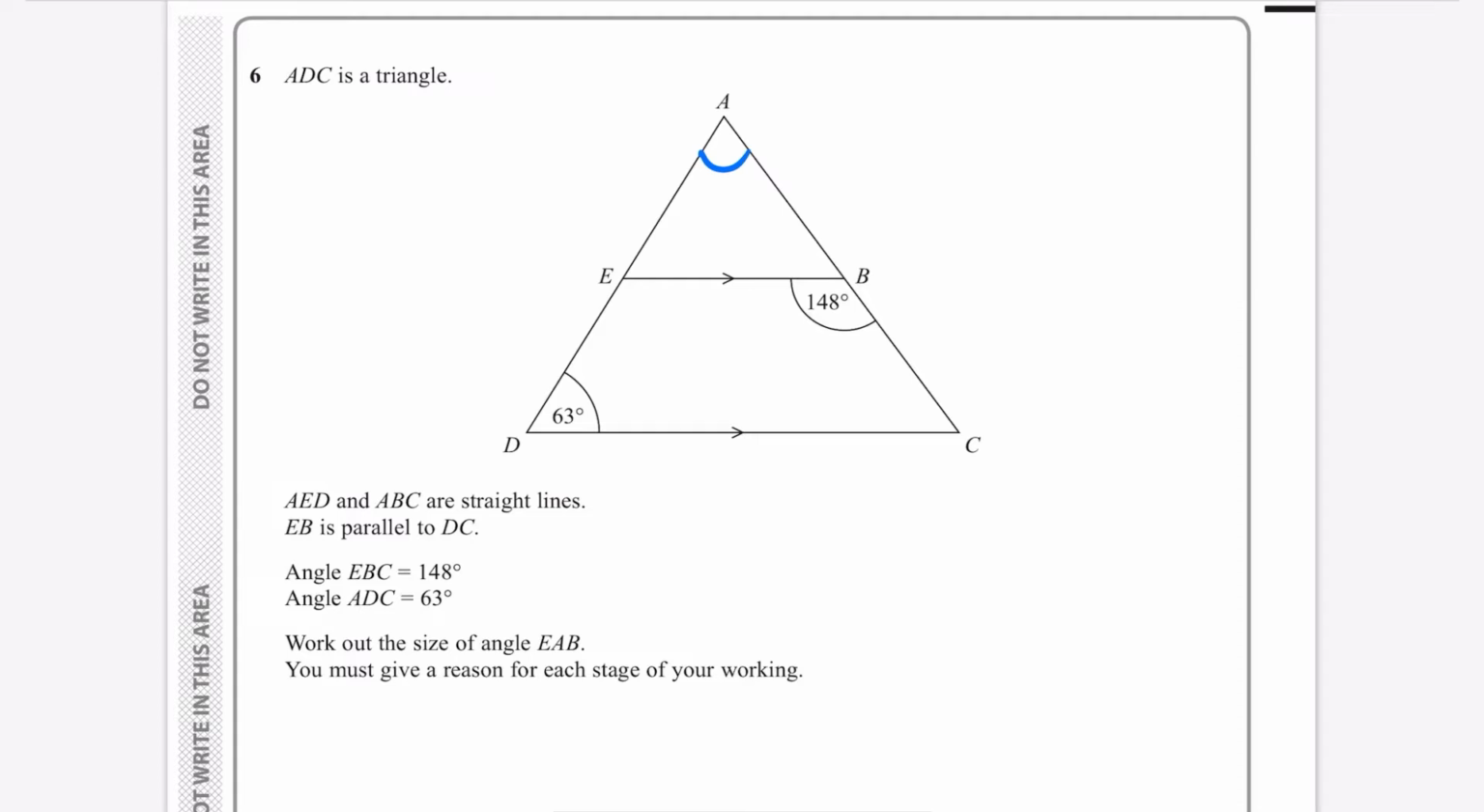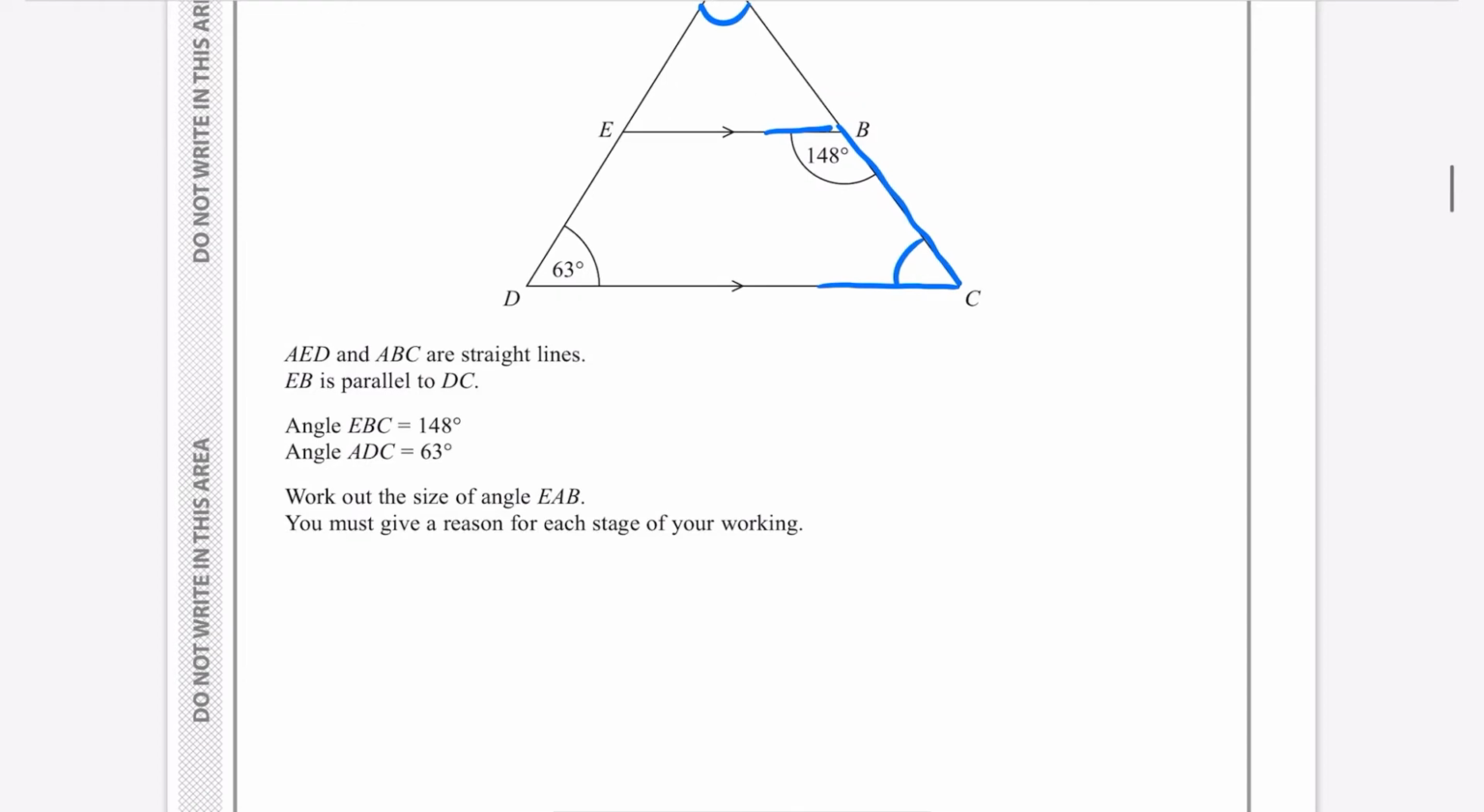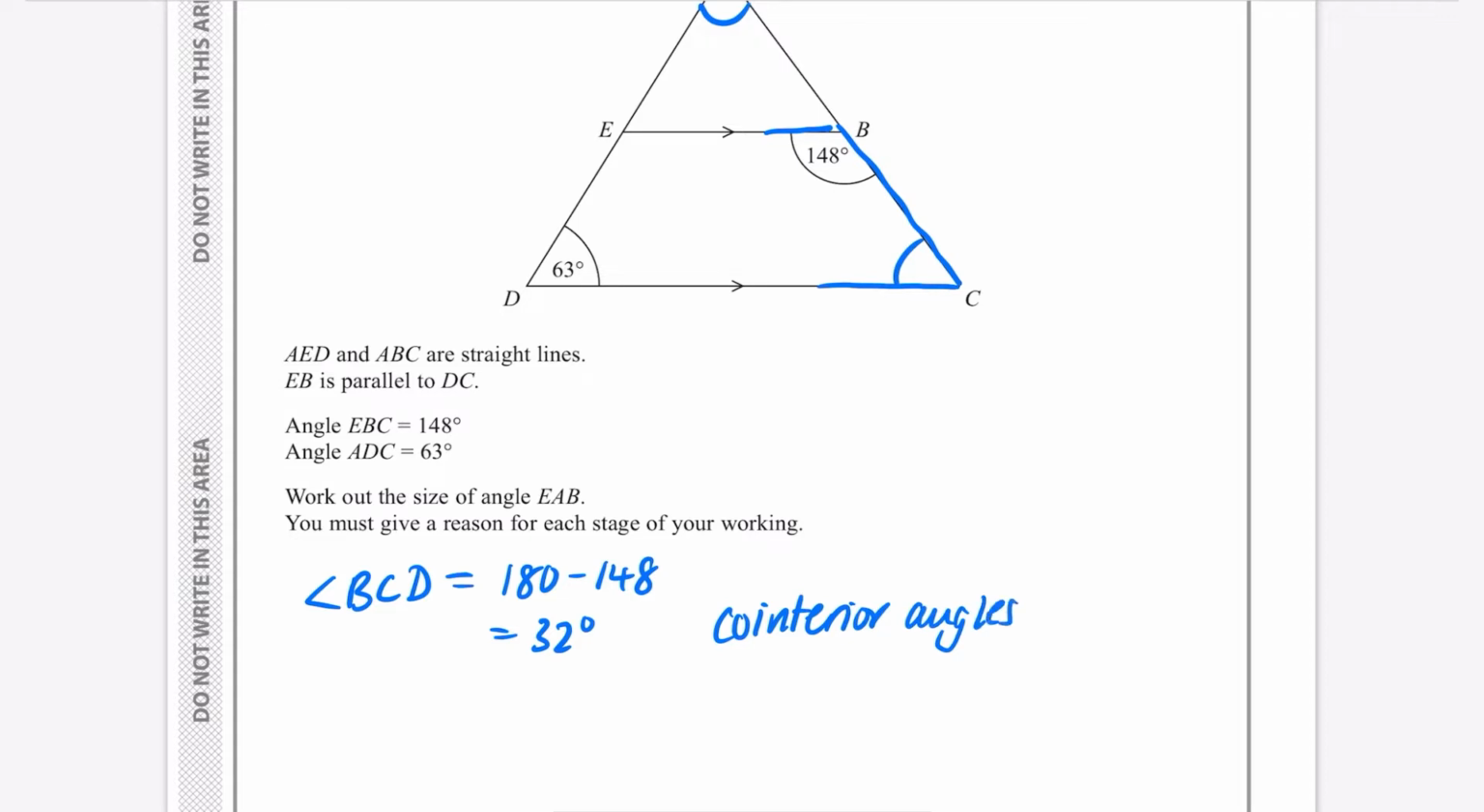Well, I think we could find out what this angle here is because of the fact that this section that we have are two parallel lines. These two angles are co-interior. So you can either annotate the diagram, or we could say that angle BCD is equal to 180 minus 148, which is 32 degrees. And the reason this is true is because co-interior angles add to 180. So I can label that on my diagram.